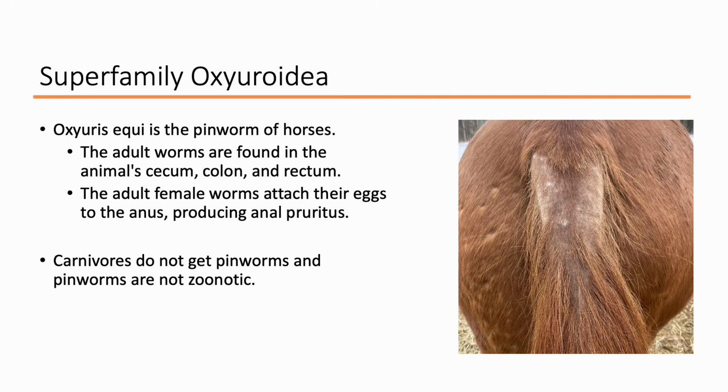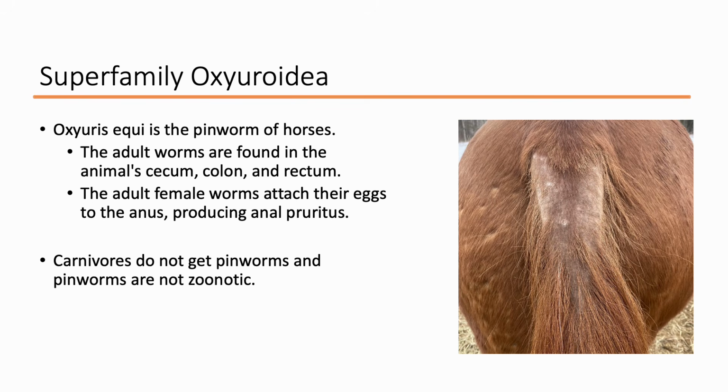The next nematode superfamily is Oxyuroidea, and the example I have for you is Oxyuris equi, which is the pinworm of horses. And just like a little VTNE trick, if you look at that word Oxyuris equi, you should be thinking about a horse because of the equi. It's related to equine. So that root word means horse.